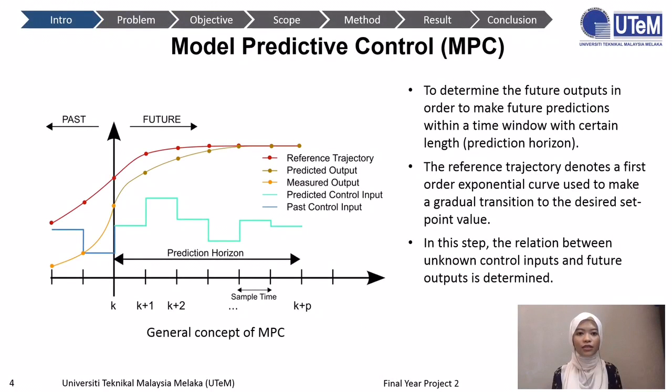This is the general concept of MPC. It is to determine the future output in order to make future prediction within a time window with certain length called prediction horizon. The reference trajectory is one of the advantages of a predictive control scheme. The reference trajectory denotes a first-order exponential curve used to make a gradual transition to the desired set point value. In this step, the relation between unknown control inputs and future outputs is determined.